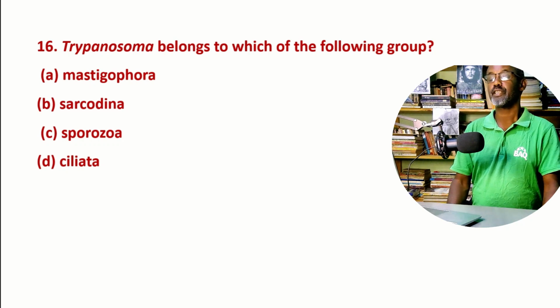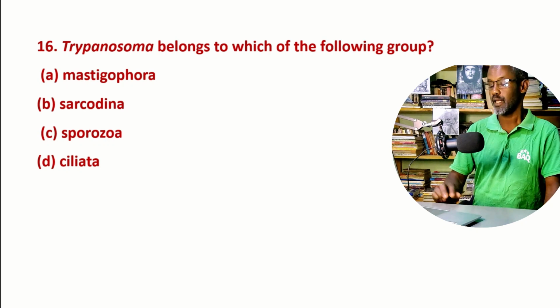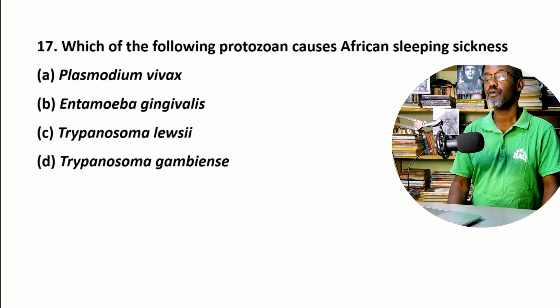Question number 16. Trypanosoma belongs to which of the following groups? A. Mastigophora. B. Sarcodina. C. Sporozoa. D. Ciliates. It belongs to the flagellated. A is the answer. Question number 17. Which of the following protozoan causes African sleeping sickness? Plasmodium vivax, Entamoeba gingivalis, Trypanosoma leuci, Trypanosoma gambiense. The answer is D.